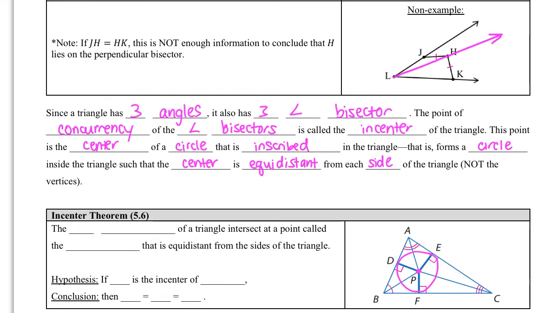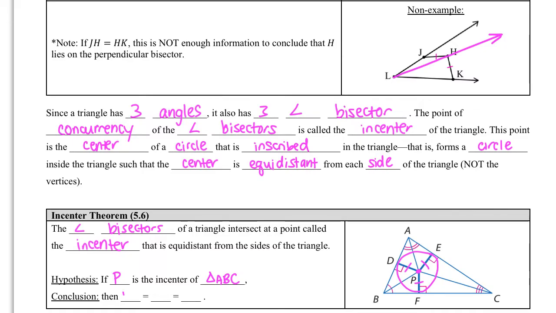So let's go ahead and fill out the incenter theorem because that's all it is. The angle bisectors of a triangle intersect at a point called the incenter, that is equidistant from the sides of the triangle. So if I tell you that P is the incenter of triangle ABC, so remember we're talking about this outside triangle here, then we can conclude that these distances, again, they're distances because each is a segment that's perpendicular to the side and goes through that point, are equal in measure.